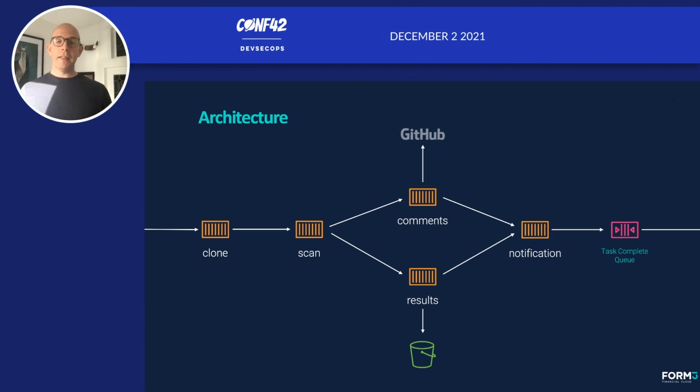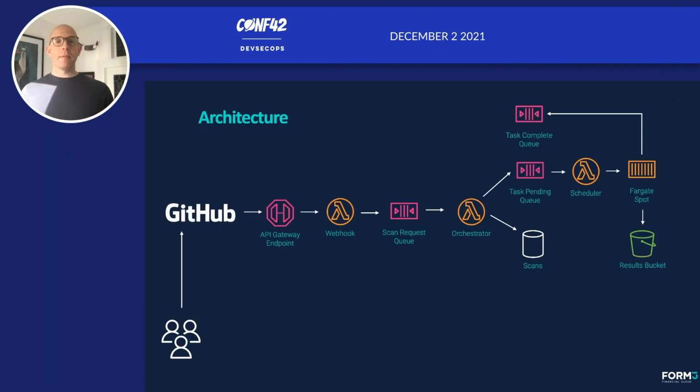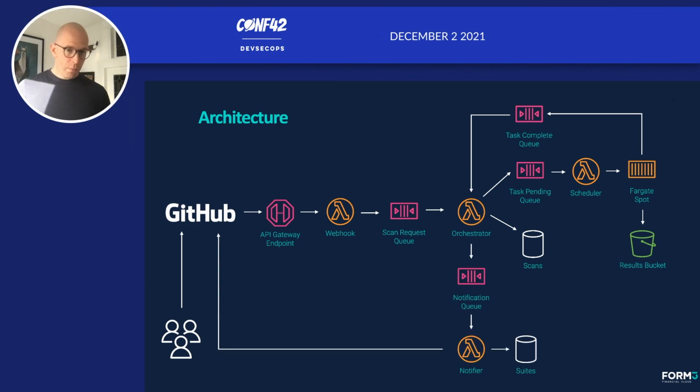Finally, once that's all done, a notification container takes over, which writes a message on a queue to say that the task is complete. So when that task complete message is consumed by the orchestrator, it can update the records and emit an event for the notifier, which in turn will update GitHub. Now, once all of the scans are complete, the notifier can set the final status of the check on the PR.